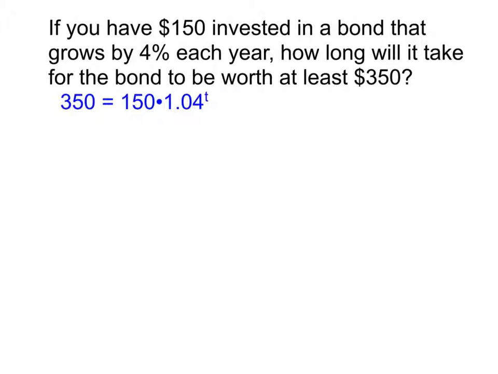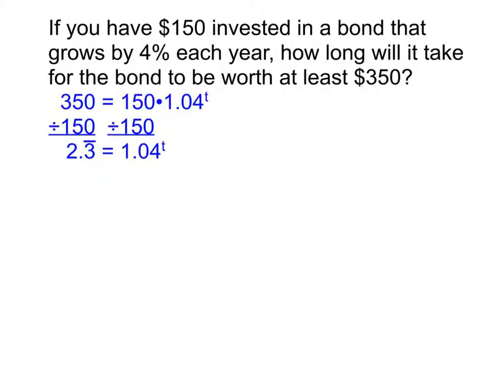All right, so to solve this out, remember the first thing we want to do is get all the exponential part by itself first. So the exponential part is the base and its exponent. In this case, 1.04 to the power of t. I want to get that by itself, which means I want to get rid of the 150 first. And so I divide both sides by 150.